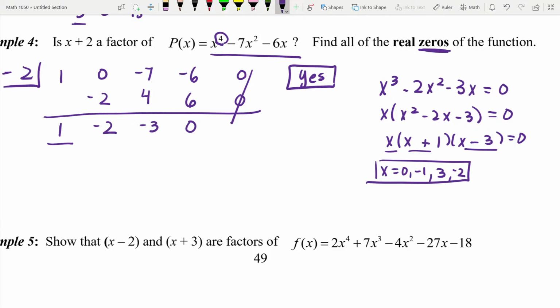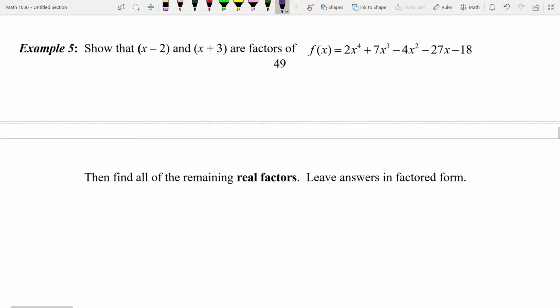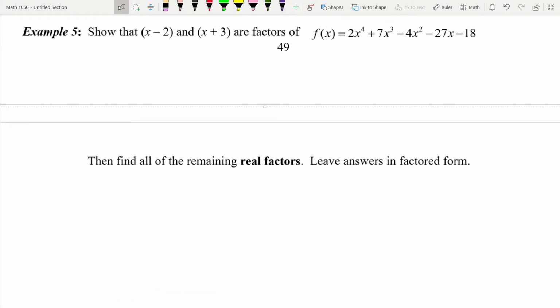Who says I understand? Let's see. Raise your hand. Let me see. Okay, great. Here's question 5. Show that these are factors and find all of the remaining real factors.